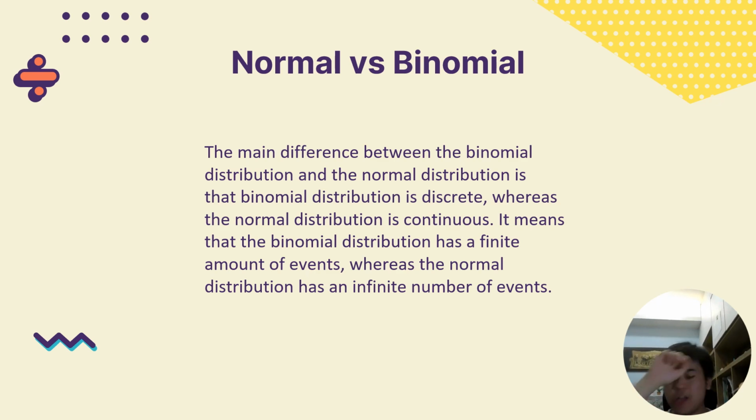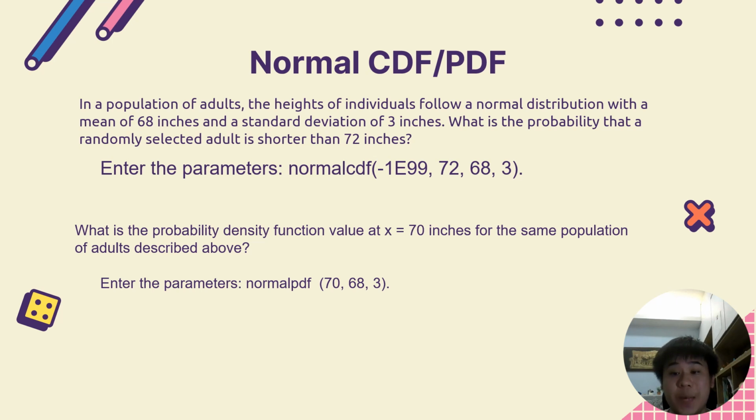Let's go straight into some example questions so you'll understand it. If you have no idea what I'm talking about, let's go straight into the question. This question is about normal CDF and PDF. In a population of adults, the height of individuals follows a normal distribution with a mean of 68 inches and a standard deviation of 3 inches. What is the probability that a randomly selected adult is shorter than 72 inches? This is a normal CDF question. Why is it a CDF? Yes, you know why, right? Because it says shorter than 72 inches.